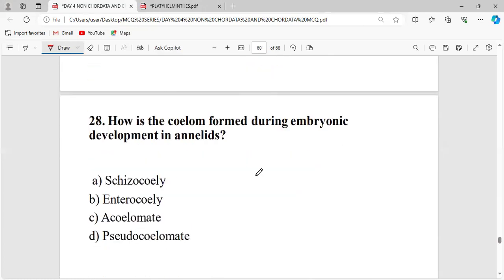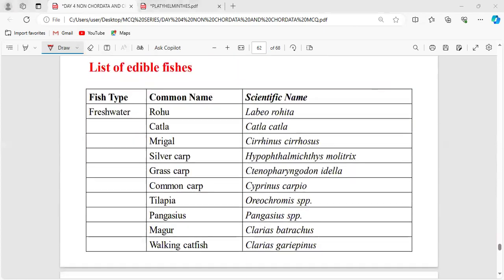Now, how is the coelom formed during the embryonic development in annelids? Isocoelom, enterocoelom, acoelomate, pseudocoelomate. Just the body cavity of annelids. That's all of the question. Very good. Isocoelomate.